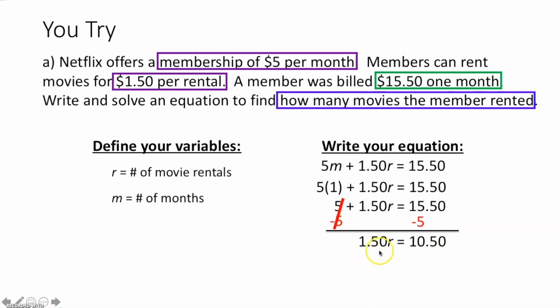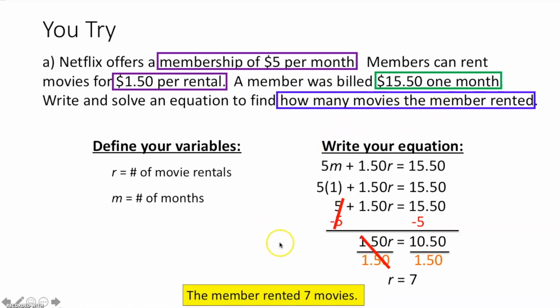Now, to get all the constants to the right, I have to divide both sides by 1.50. These then cancel out. I get r is equal to 7. Now, that is not your answer. What is your answer? You have to answer as a sentence. The member rented 7 movies.